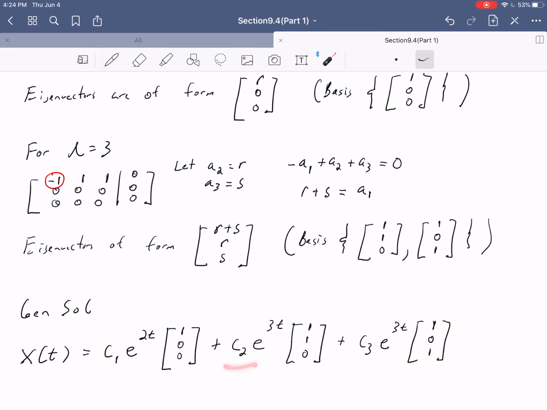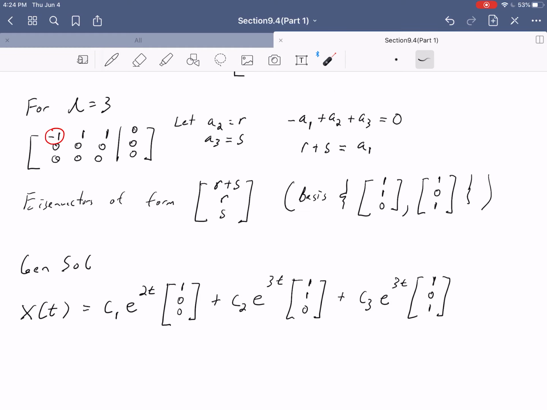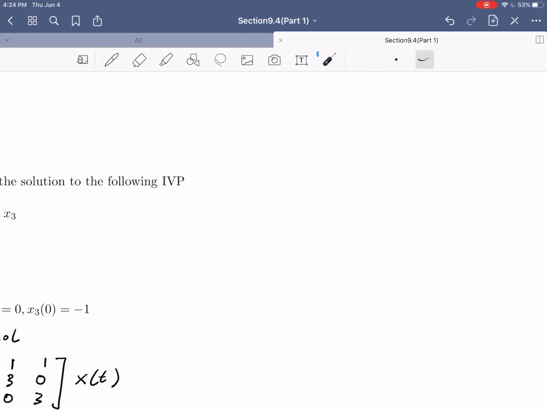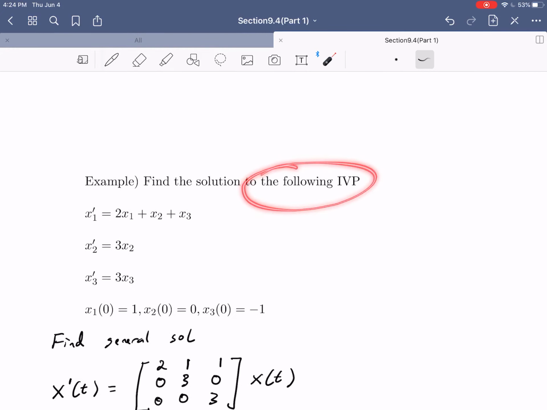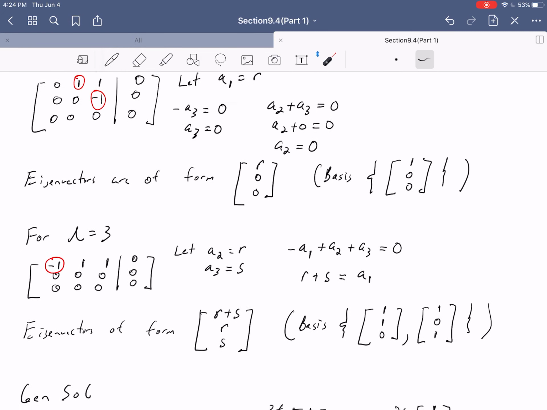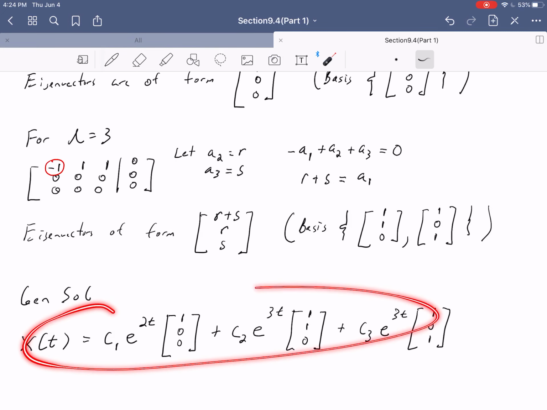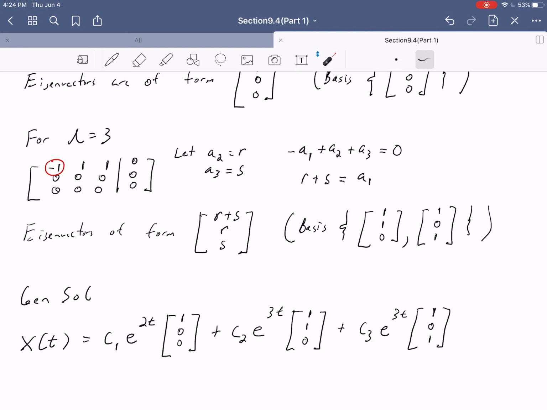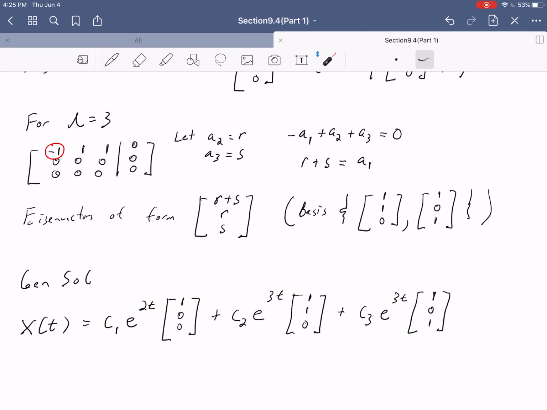There are two components that involve e to the 3t because lambda equals 3 was multiplicity 2, and we just put one with each linearly independent eigenvector. Now technically that's the general solution, but we wanted to go a step further. We wanted to find the unique solution to the IVP where x1 at 0 is 1, x2 at 0 is 0, and x3 at 0 is negative 1. So let's rewrite this general solution as a single vector function, rather than broken up into these pieces.